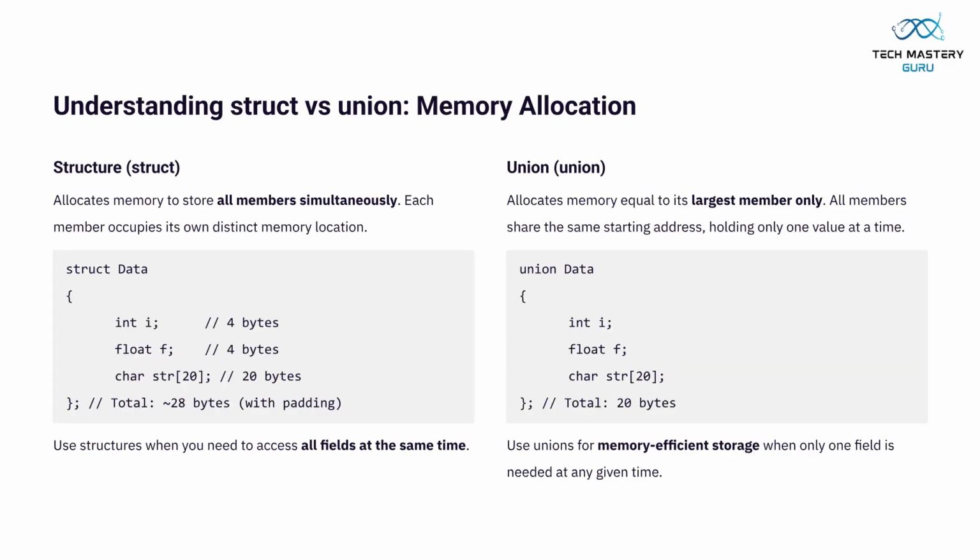Let's explore structure versus union in C, focusing on their memory allocation. Structures allocate distinct memory for all members, allowing simultaneous access. Unions, however, optimize memory by allocating space only for the largest member, meaning only one member can hold a value at a time.